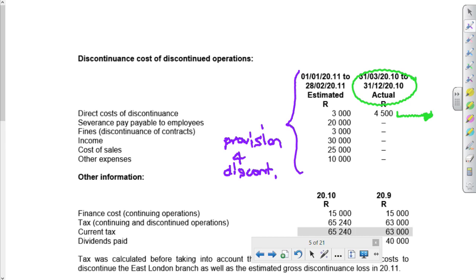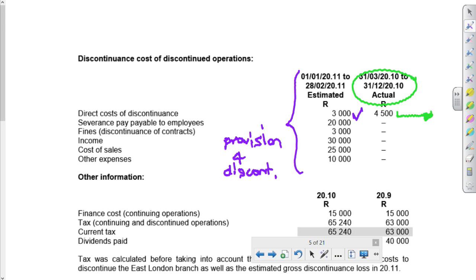Direct costs of discontinuance. I have an obligation, isn't it, for costs to discontinue this company. It might be things like cancellations of rentals, whatever, cleanup, repainting the premises once I leave, those kind of things. The decision has already been made to discontinue, so the obligation exists. Do you agree? So this would be a provision, the 3.